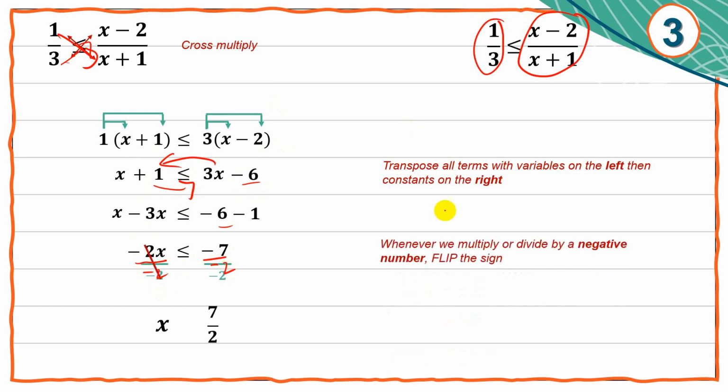Okay? Whenever you multiply or divide by a negative number, flip the sign. So just like what we did with this, we divided both sides by negative 2. So therefore, the symbol is less than or equal to will become is greater than or equal to 7 halves. And then why is it 7 halves? 7 halves, negative times negative is positive. So therefore, this will serve as our final answer.